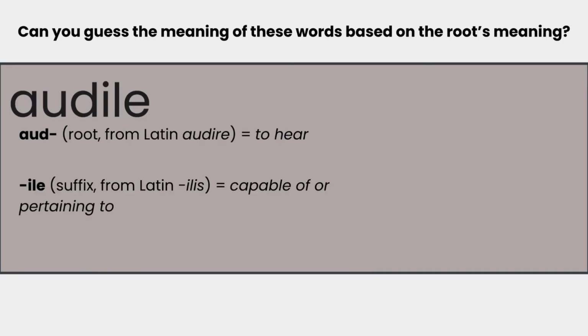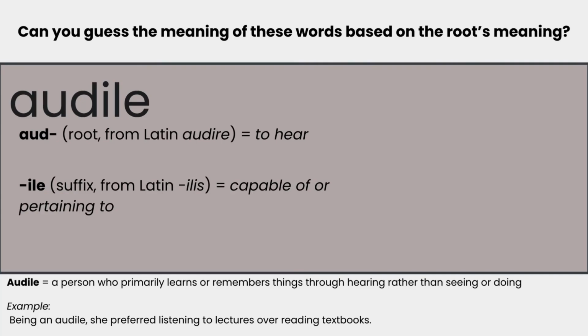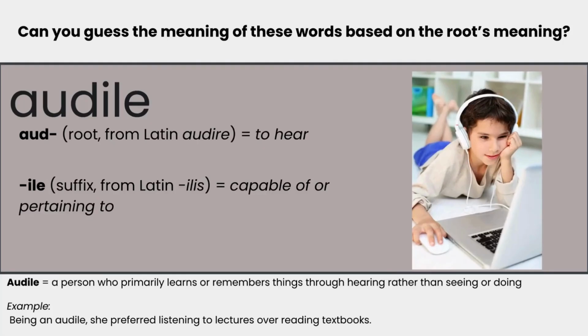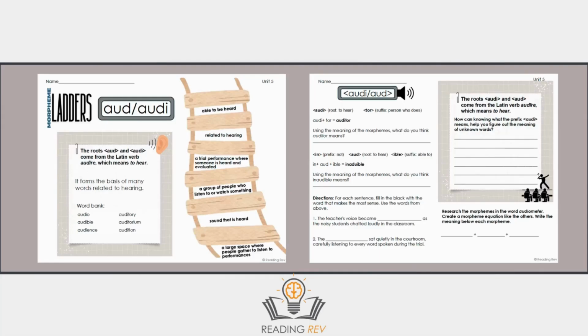Audile comes from the root aud, to hear, ile meaning capable of or pertaining to. So an audile is a person who primarily learns or remembers things through hearing rather than seeing or doing. Being an audile, she preferred listening to lectures over reading textbooks. This week, we're going to practice the Latin roots Aud and Audi. See how many other words related to hearing you can find.